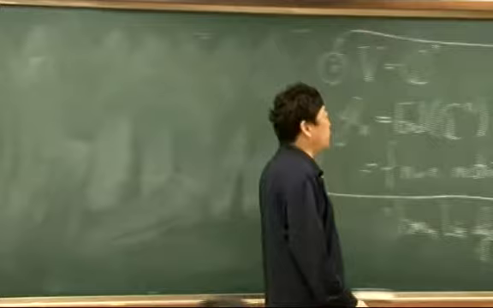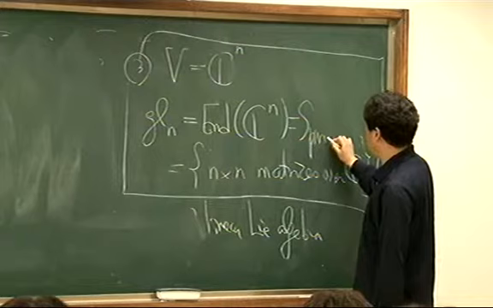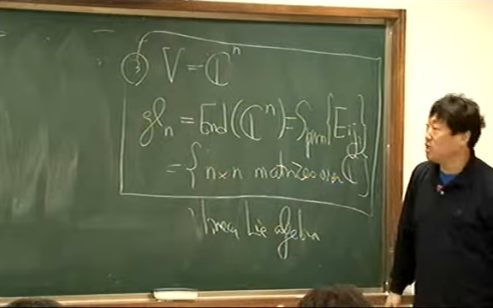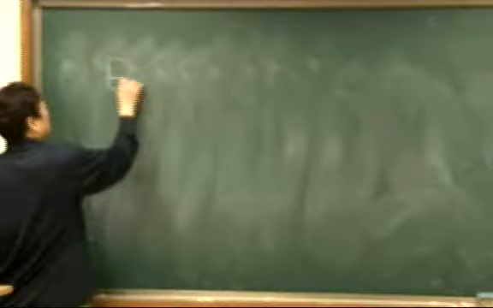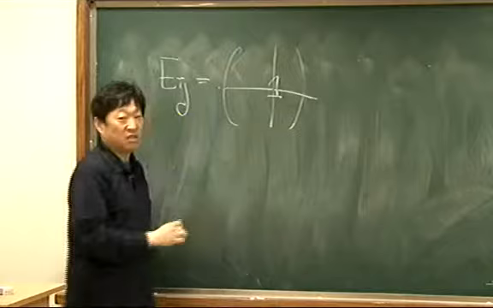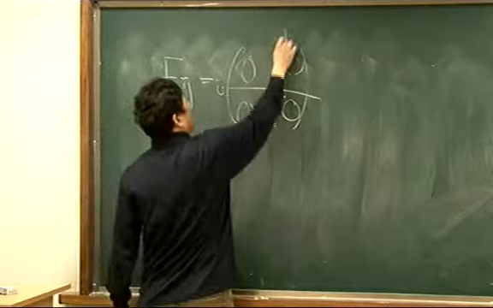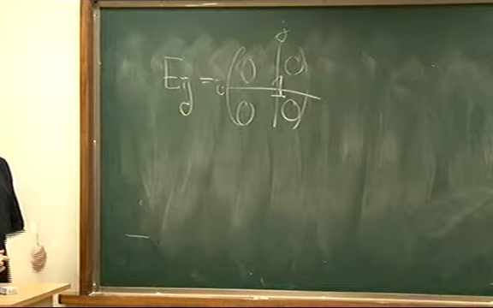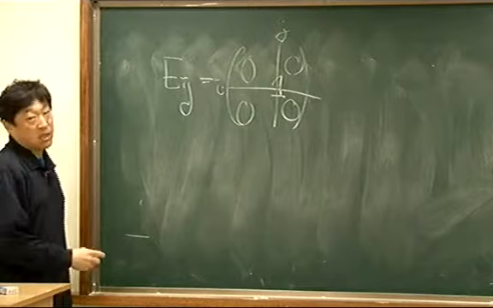As a vector space, it has a basis, which is called the elementary matrices. So here, E star ij means the matrix with ij entry 1 and other entries 0. Okay? So here, the ij entry is 1 and other entries are 0. And, to study the general linear Lie algebra, let us pick up special matrices.